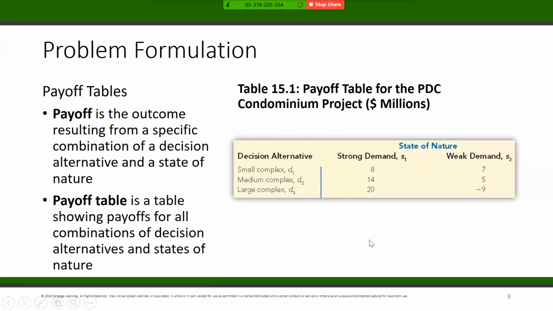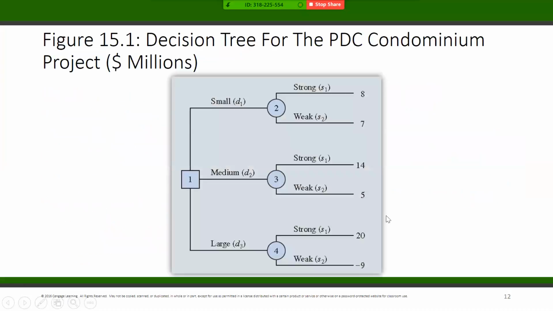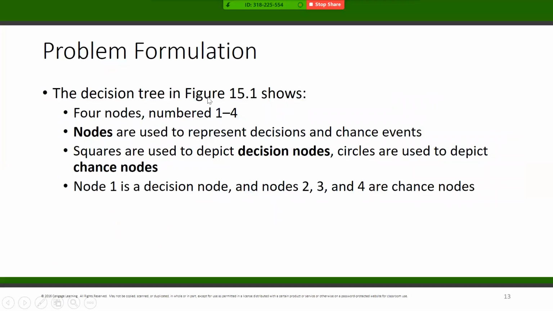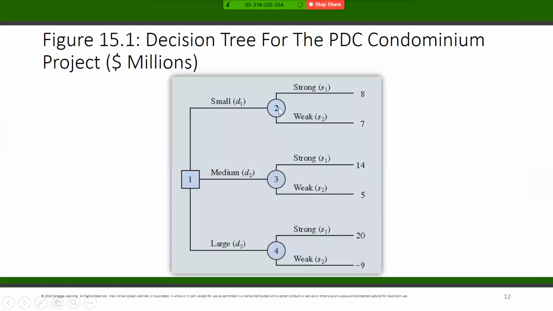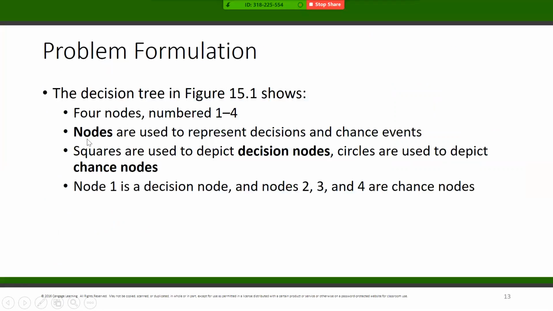It's just put into a decision tree instead of the table, okay? So the decision tree here shows the 4 nodes numbered 1 through 4. So that's the 1, 2, 3, 4. Nodes are used to represent decisions and chance events.